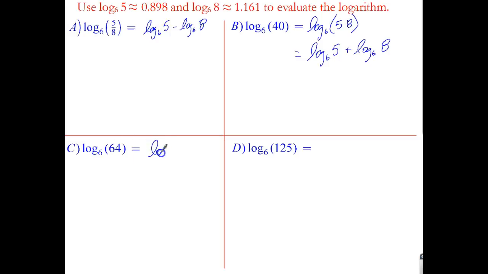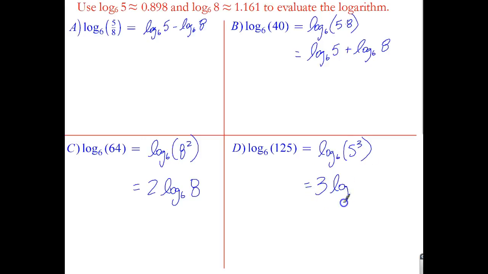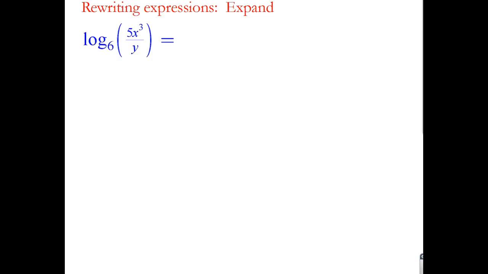This one we're going to do log base 6 of 8 squared, right? So that's 2 times the log base 6 of 8. So you just take this one and multiply by 2. And then finally we've got log base 6 of 5 cubed, which is going to give me 3 log base 6 of 5. Okay, and we know log base 6 of 5 is 0.898. Multiply that by 3. All right, moving right along.